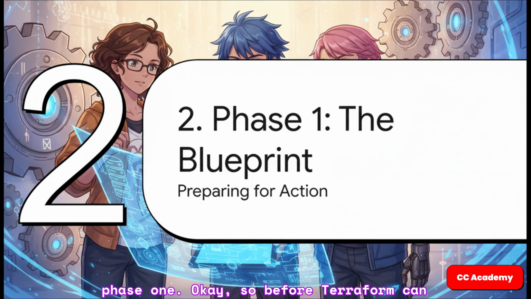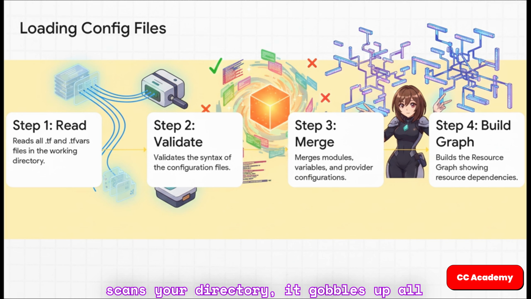Okay, so before Terraform can build anything, it has to read the instructions, right? Phase one is all about understanding your intent. It's about building a complete picture of the infrastructure you actually want to create. First things first, Terraform scans your directory. It gobbles up all your .tf and .tfvars files, checks for any syntax errors, and then it merges all your modules and variables together into one single cohesive configuration.